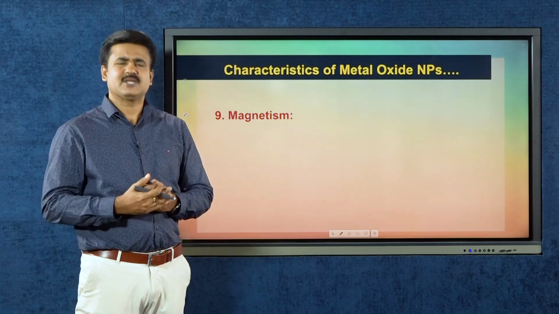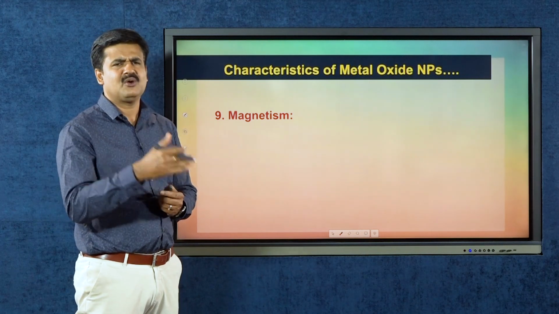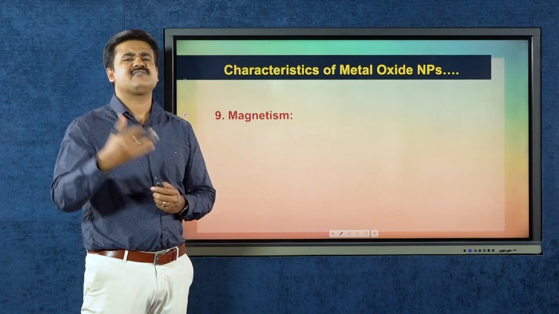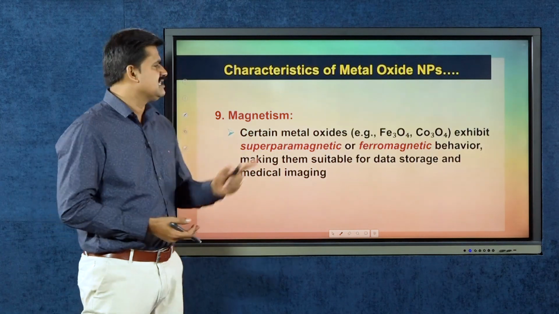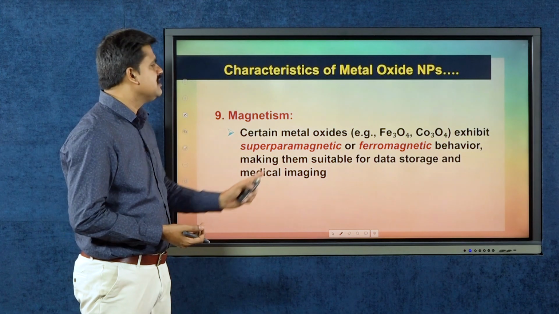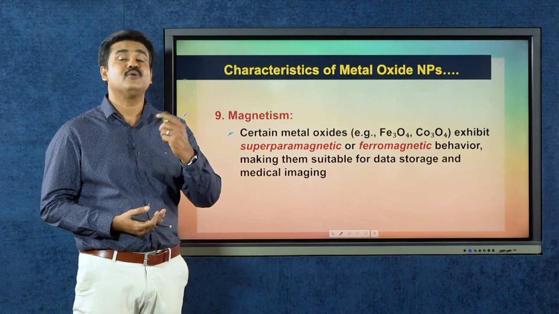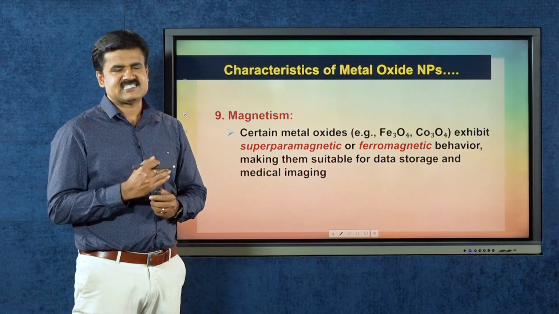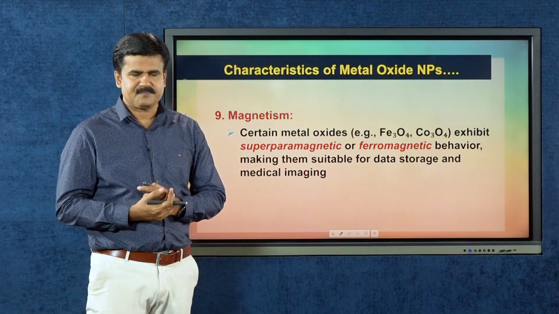Most of the metal oxide nanoparticles exhibit strong magnetism, and we can now look at the magnetic feature or magnetism in metal oxide nanoparticles. Certain metal oxides like Fe3O4, Co3O4 exhibit superparamagnetic or ferromagnetic behavior, making them suitable for data storage and medical imaging, biomedical imaging. For instance, we have to consider the case of Fe3O4.